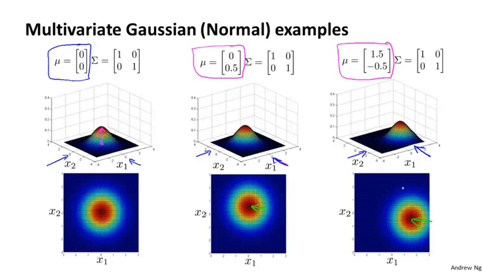So hopefully looking at all these different pictures gives you a sense of the sort of probability distributions that the multivariate Gaussian distribution allows you to capture. And the key advantage of it is it allows you to capture when you'd expect two different features to be positively correlated or maybe negatively correlated. In the next video, we'll take this multivariate Gaussian distribution and apply it to anomaly detection.